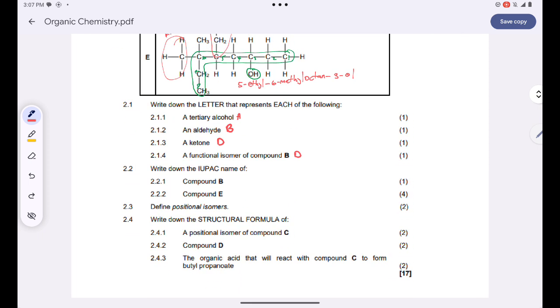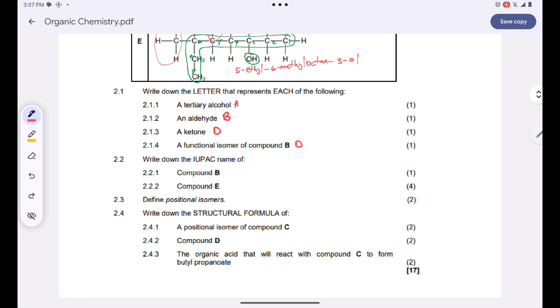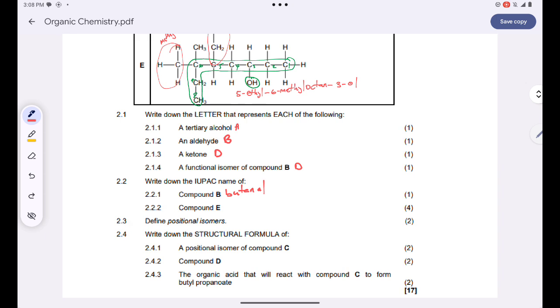The IUPAC name of compound B, it's just butanal. And then the IUPAC name of compound E, we said it's 5-ethyl-6-methyloctan-3-ol. Please do not mix letters and numbers. Always separate them using a hyphen.